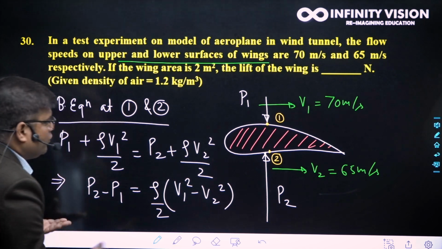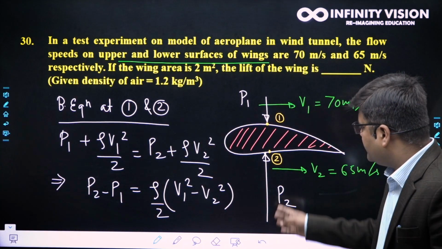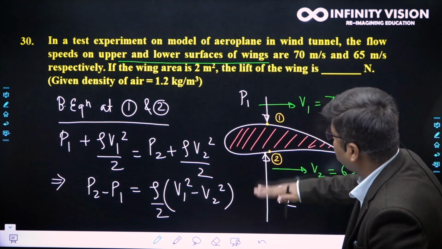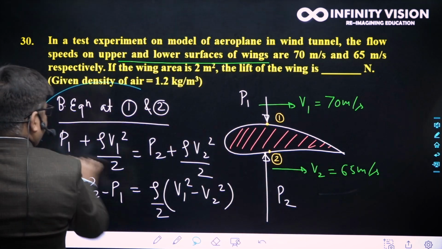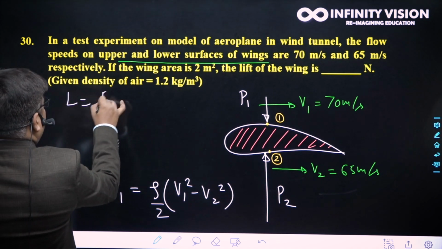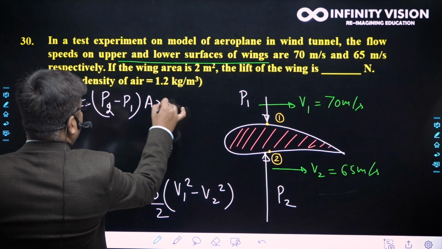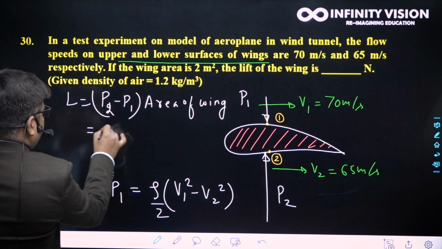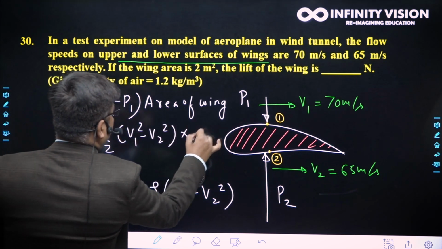Now, what we have to calculate is the lift. Lift is nothing but the force. Since here the pressure is high, here the pressure is low, here the force will be low, here the force will be high. So the net force will be in the upward direction. So the lift will be simply P2 minus P1 into the area of the wing. Just writing the expression: rho by 2, V1 square minus V2 square, into area.